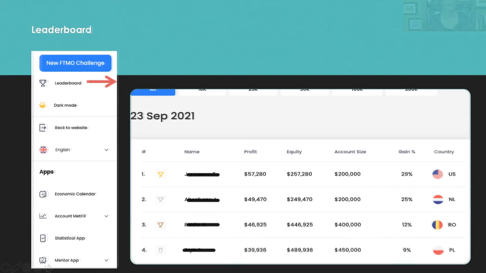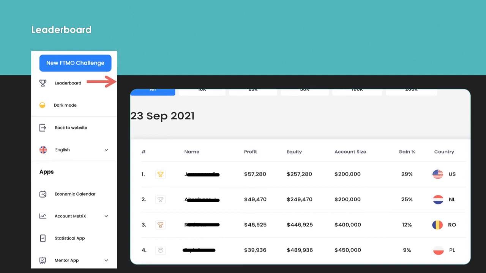Next portion of the menu is where we see our leaderboard. Some people are very, very competitive and they're like, I'm gonna make it on that top 10 leaderboard. These are the top 10 earners for September 23rd, which was yesterday when I did this slide. You can see the account size, how much they gained on the account, what country they came from, their name, and the profit that they made.